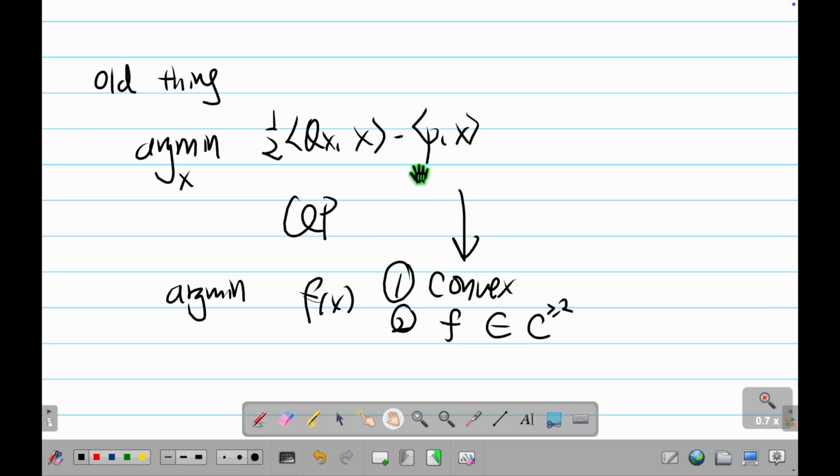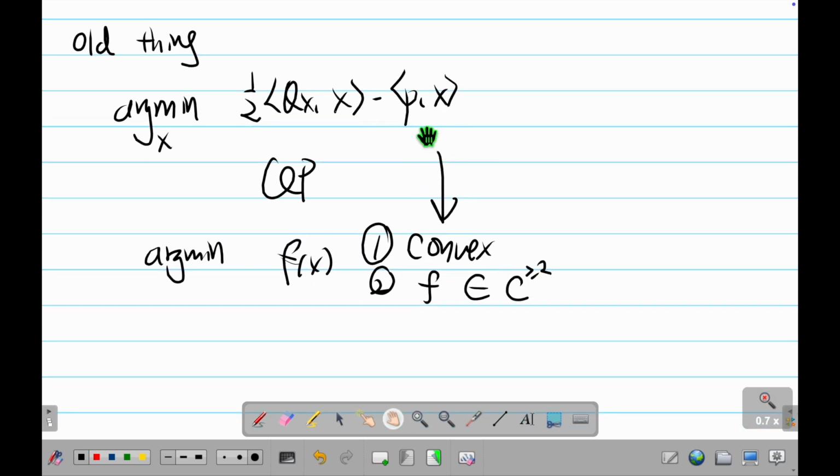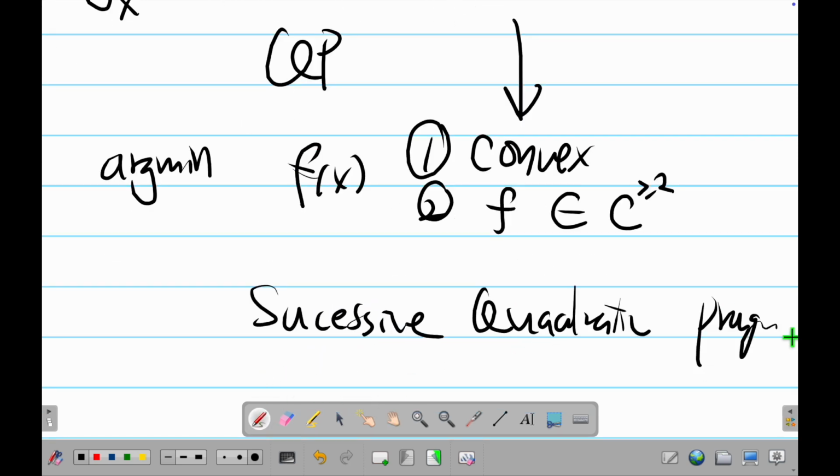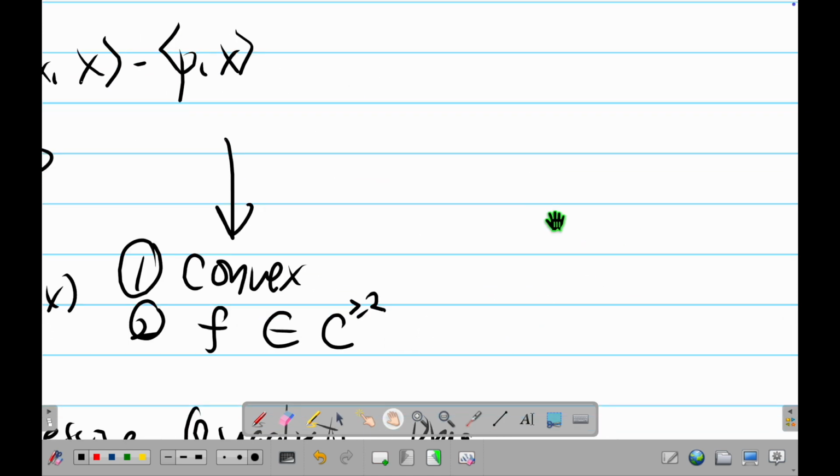That means what? Why do I talk about this? It's not just because this is easy. It's also because this thing exactly can be used to solve this thing. And this is the idea of successive quadratic program. Okay, what does that mean? I'll draw the picture, then you understand.